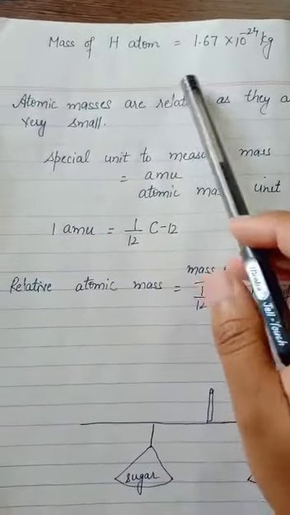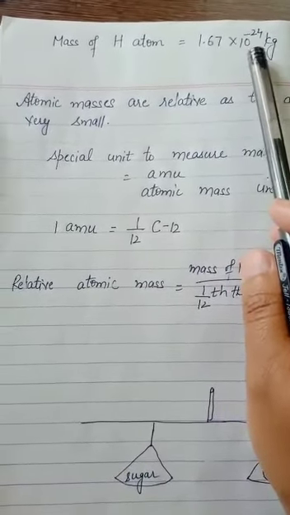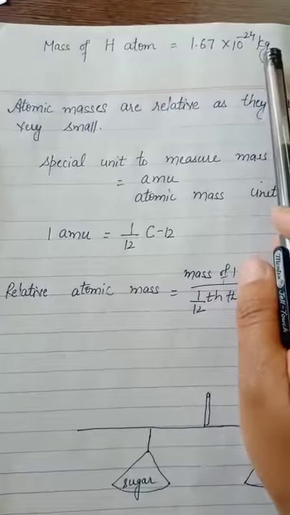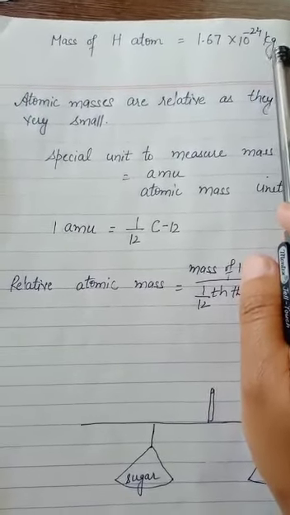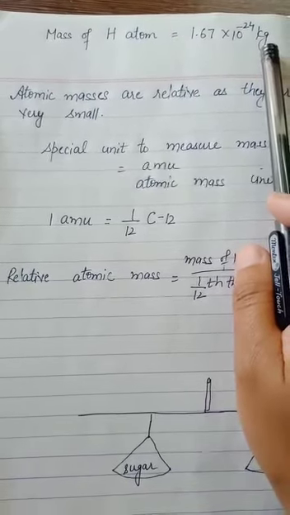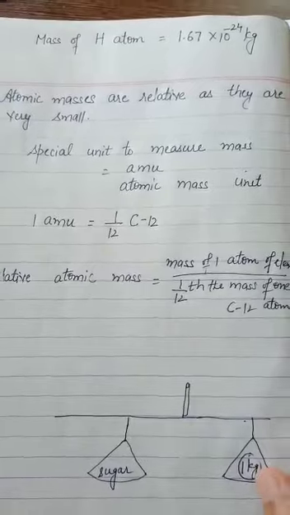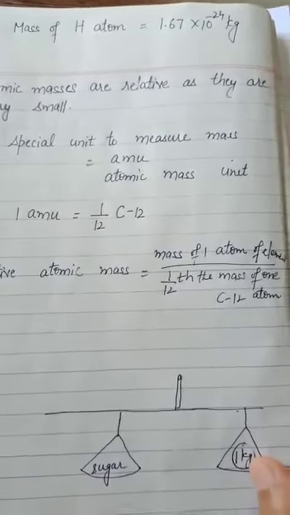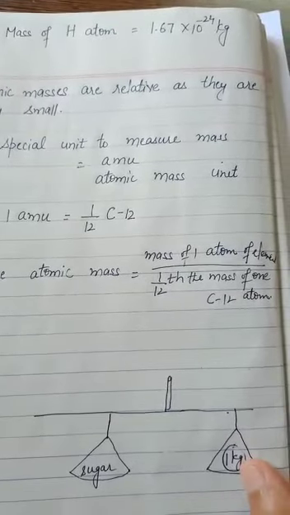The mass of a hydrogen atom is calculated as 1.67 × 10^-24 kg. That is extremely small, so using the unit gram or kilogram for atoms is impractical. So scientists in the 19th century found a solution to this. They assigned a special unit of measurement for the mass of atoms.